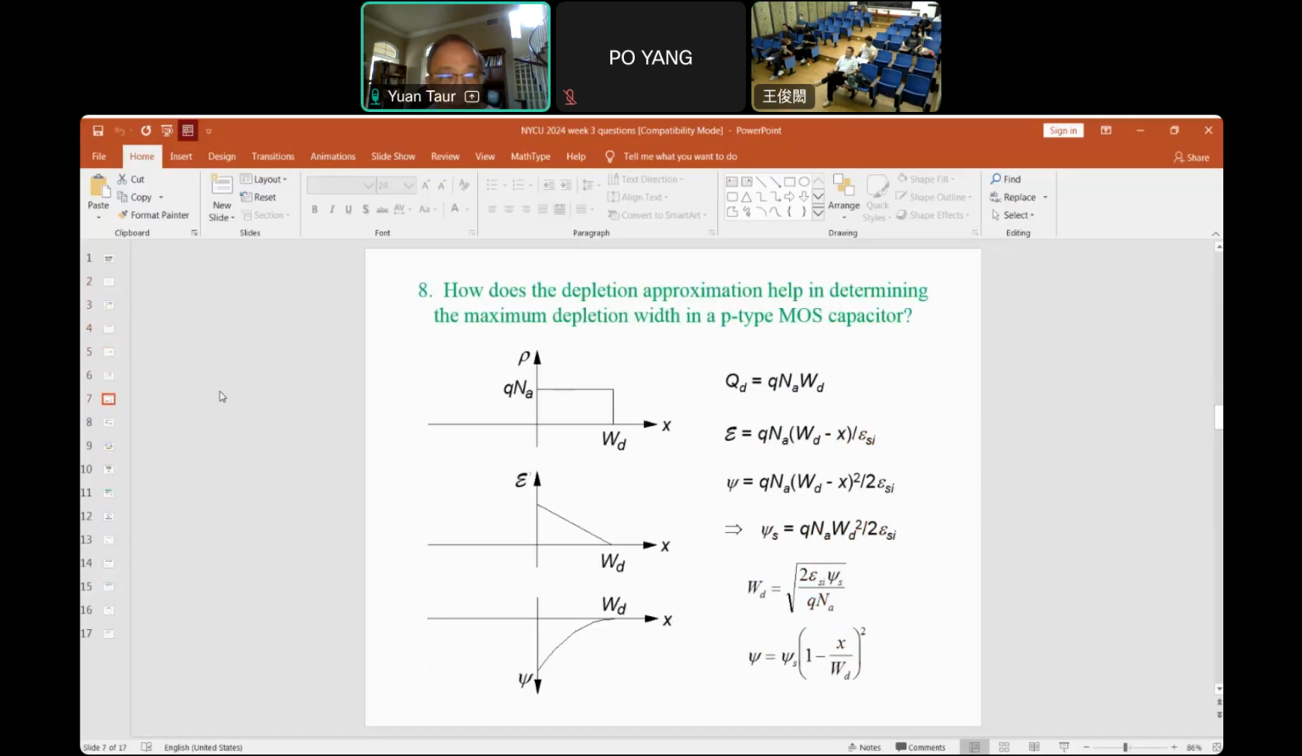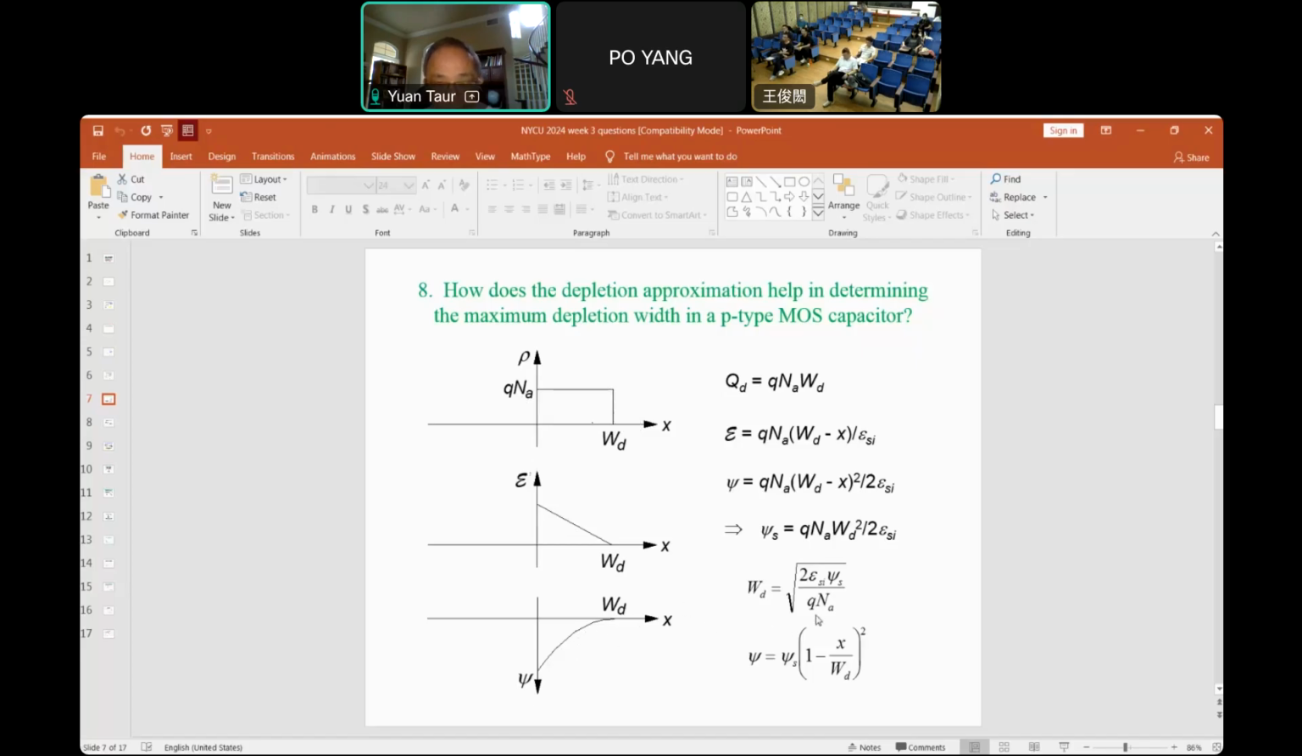Next question 8. How does depletion approximation help in determining the maximum depletion width? Well, we covered this in the MOS case. We assume that the charge changes abruptly at the depletion boundary. So outside the WD is charge neutral. And inside WD, all the mobile charge, in this case, Na, that's P, the holes are depleted, so that it should be negative ionized acceptors. And so from that, we can integrate the field, and then we integrate again, we get the potential.